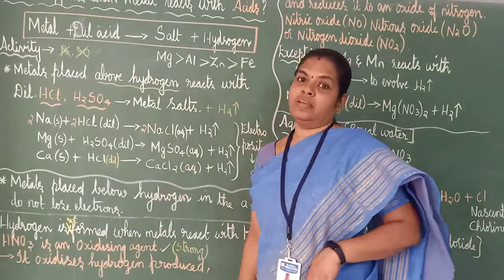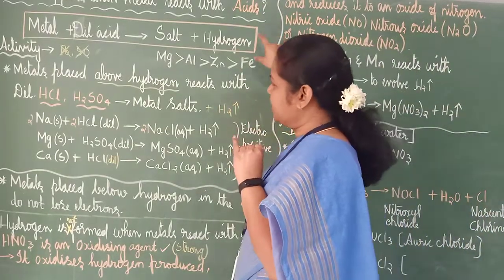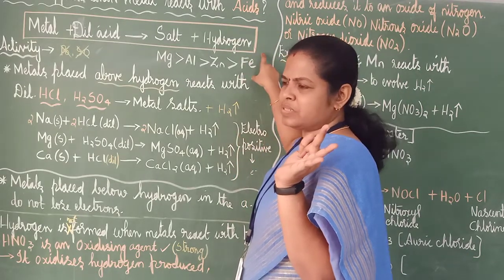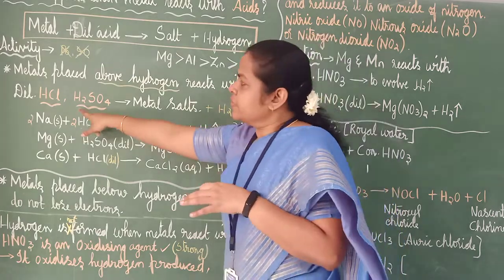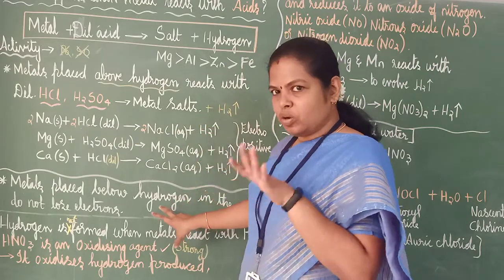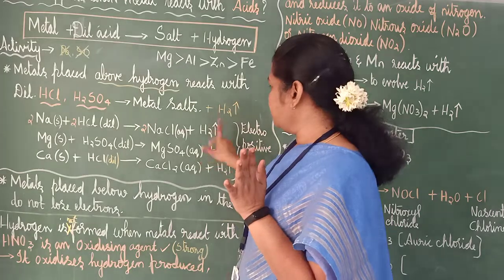Acids. Okay. So 5 points, keep it in mind. First one, this formula you study. Second one, what happens when you do the activity. Third one, what happens when metals above hydrogen react with dilute HCl and H2SO4, you have studied. Metals below hydrogen, what will happen? They will not lose electrons, so they will not produce hydrogen.